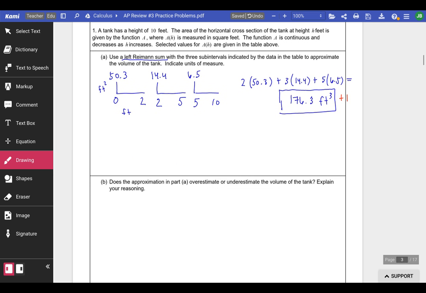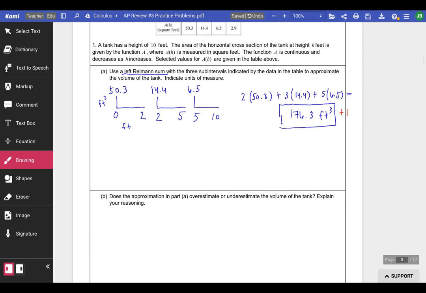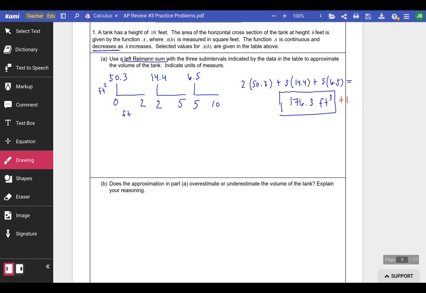Now in part B, they want to know, does the approximation in part A overestimate or underestimate the volume of the tank? And they're asking us to explain our reasoning. So here's where we need to know. They told us the function A is continuous and it decreases as h increases. So we know that A is decreasing.